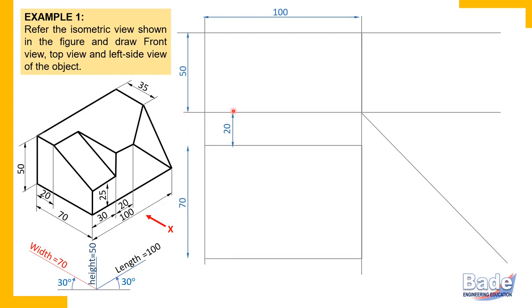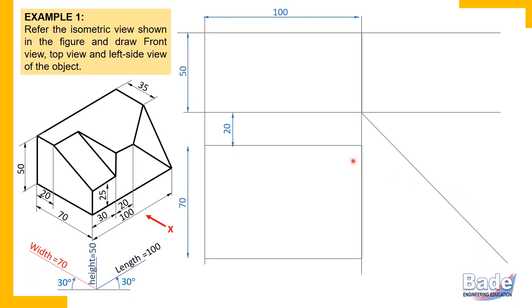We'll consider this horizontal line as the XY line. What does that mean? That our object is resting on HP. So imagine this line as the XY line and this vertical line as the X1 Y1 line. So this point becomes the intersection of the XY line and the X1 Y1 line. So directly from this corner of the front view, you draw a line exactly at an angle of 45 degrees.